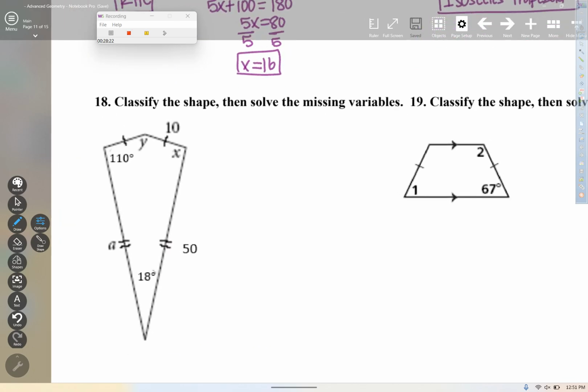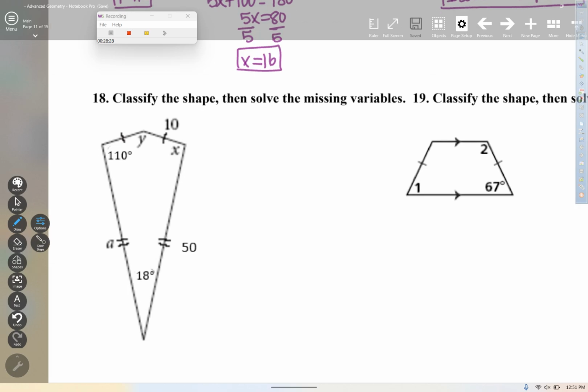Okay, we're really close. We're to our last two. It says classify the shapes and solve the missing variables. So again, look at this guy. I have a set of congruent sides there. Then I have a set of congruent sides here. A is super easy to find. Can anybody tell me where A is? A is 50. X is pretty easy to find just like A, because non-vertex angles in a kite are congruent. So X and 110 are the same. So X is 110 degrees.